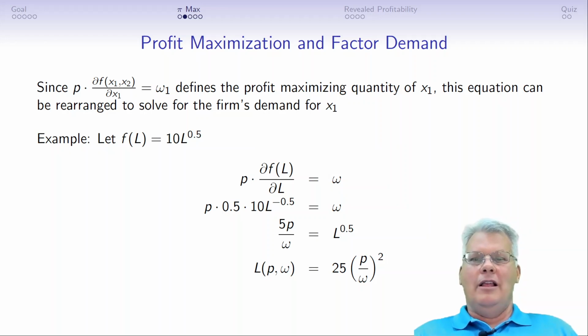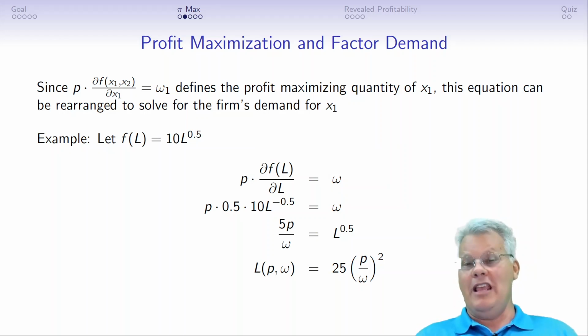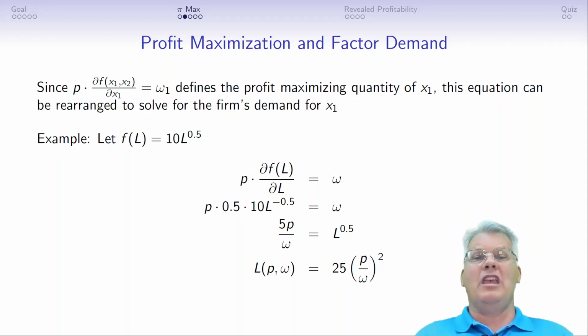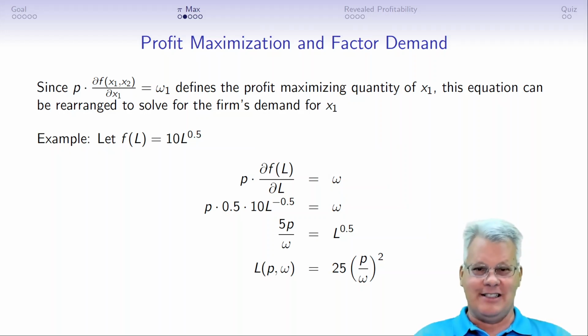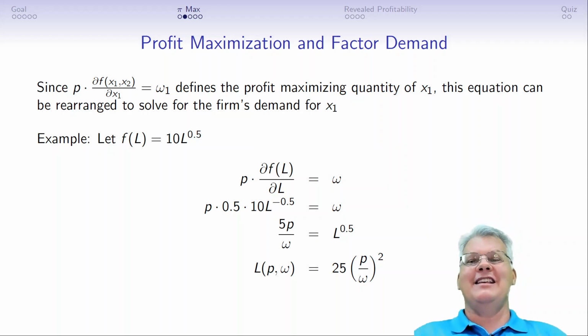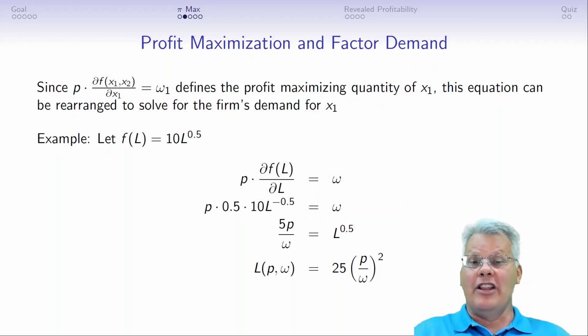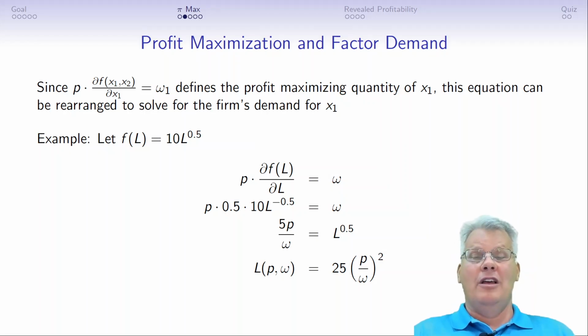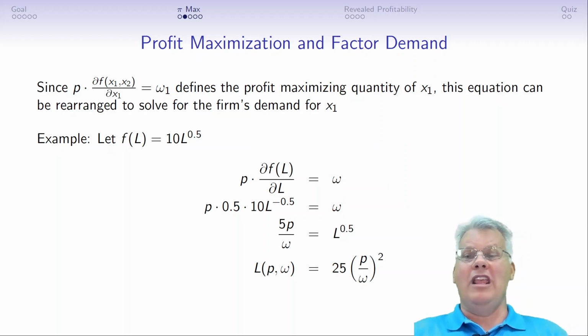So, since this defined the profit maximizing quantity of labor, which by assumption is factor 1, what we can do now is rearrange this equation to solve for x1. Right? If I took the partial of profit with respect to x1 and set it equal to 0, what that says is I chose the level of factor 1 to maximize profit. That defines the proper profit maximizing quantity of x1.